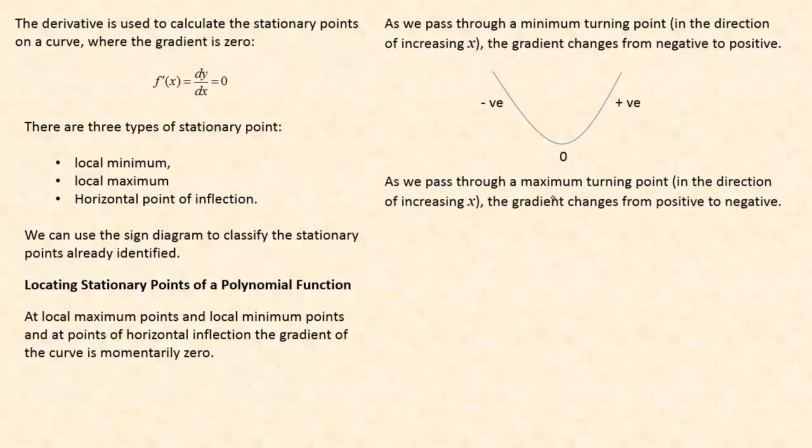As we pass through a maximum turning point in the direction of increasing x, the gradient changes from positive to negative. So a maximum turning point looks like this. To the left of it, the gradient is positive. The gradient is 0 at the actual turning point itself, and then becomes negative.